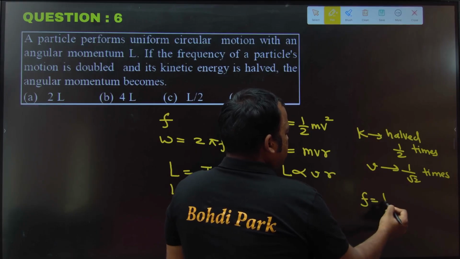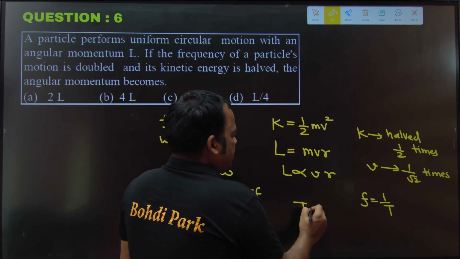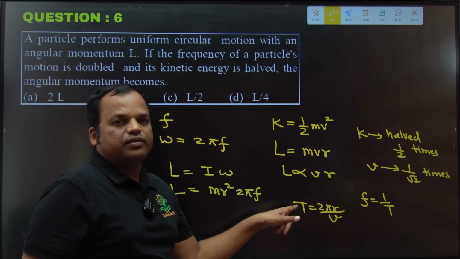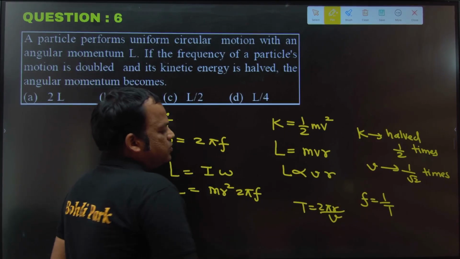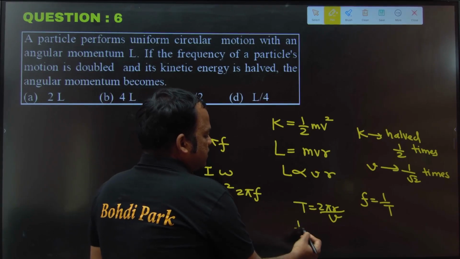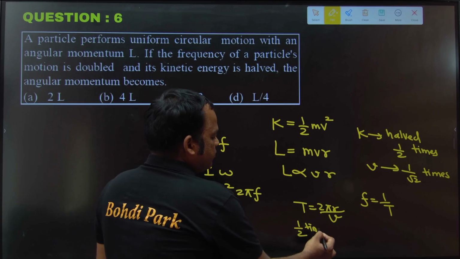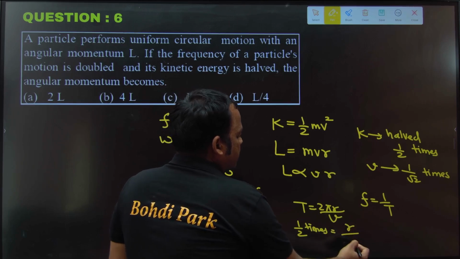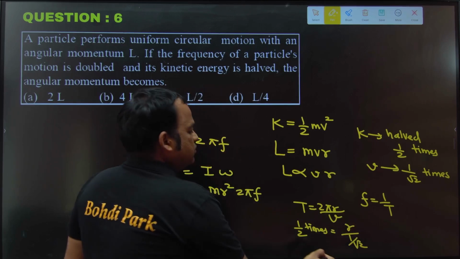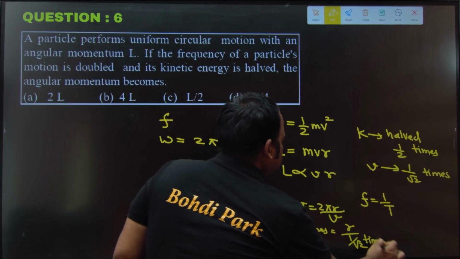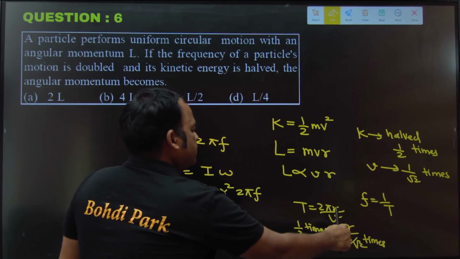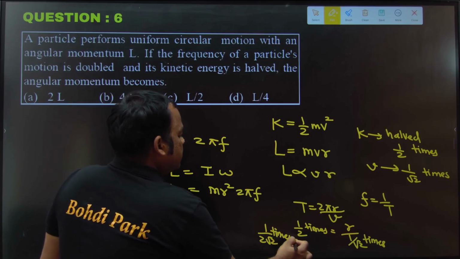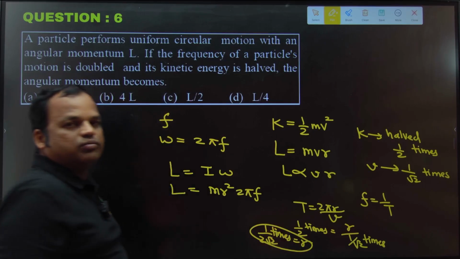So frequency is equal to 1 upon time, and time is equal to 2 pi r by V, and since the frequency is doubled, the time is halved. So this is 1 by 2 times, and this is r, and this is V. V is 1 by root 2 times. So this root 2 will go to the numerator, then it will come here. So 1 by 2 root 2 times. The radius is becoming 1 by 2 root 2 times.